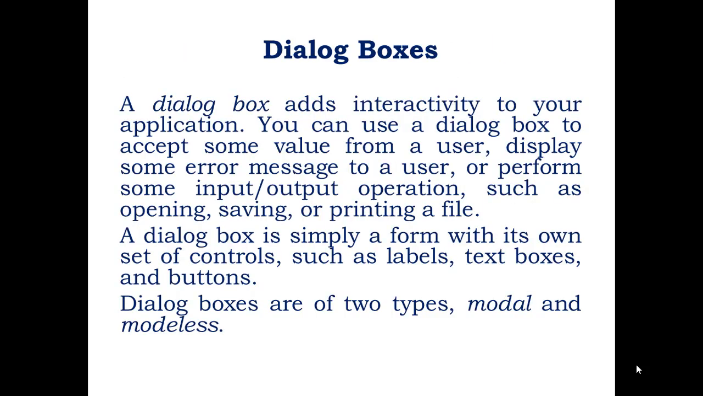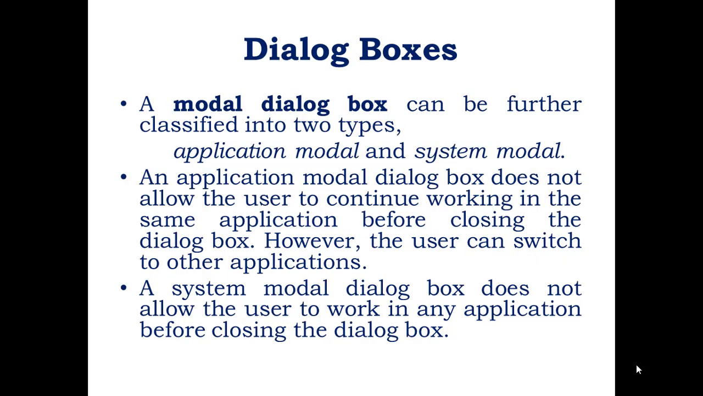The next topic is dialog boxes. A dialog box adds interactivity to your application. You can use a dialog box to accept some values from a user, display an error message to a user, or perform input or output operations such as opening, saving, or printing a file. A dialog box is simply formed with its own set of controls such as labels, text boxes, and buttons. Dialog boxes are of two types, modal and modeless. Modal dialog boxes are further classified into two types, application modal and system modal.